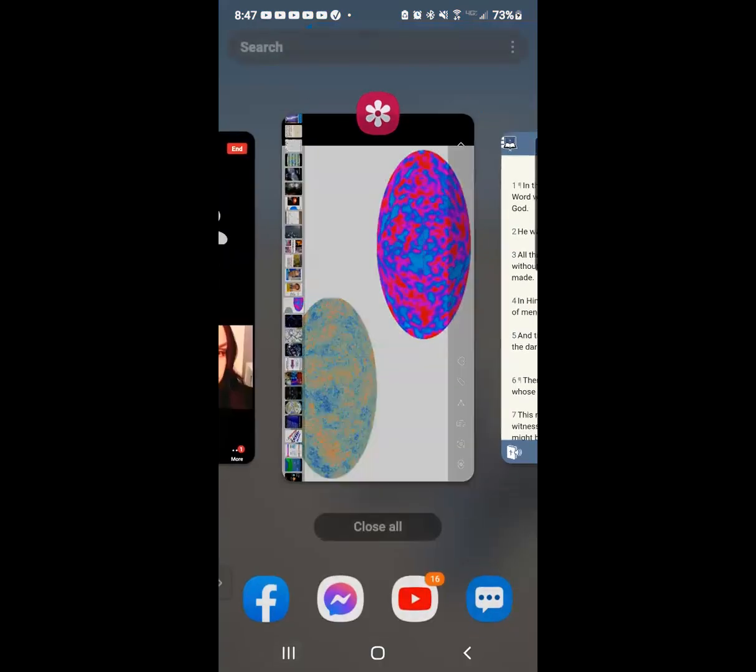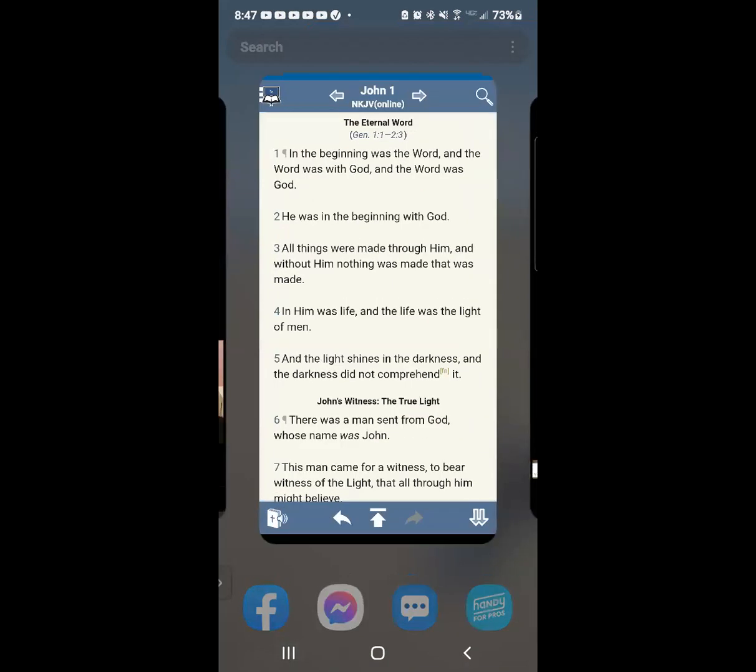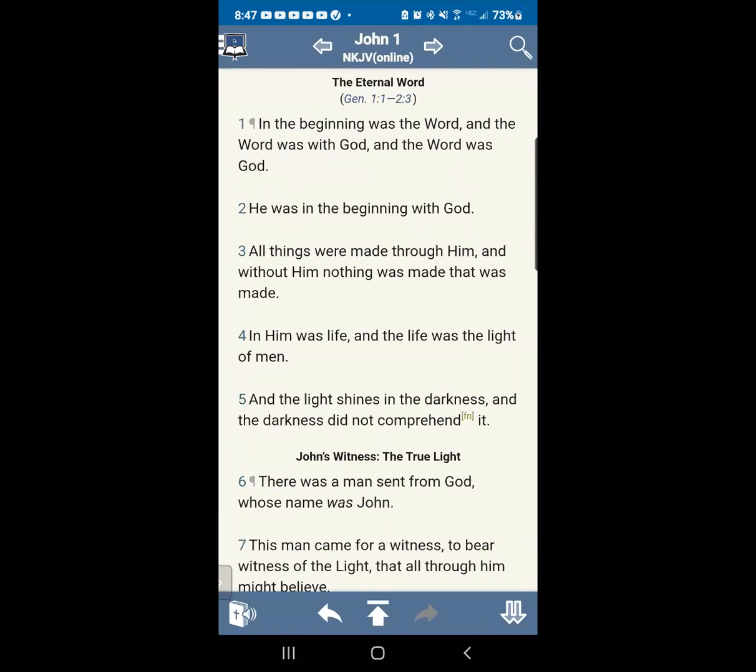So in John 1:1, we see that in the beginning was the Word. It also says here in John 1:1 that all things were made through him, and without him nothing was made that was made. So it says that the Word is the means by which everything was made, and nothing was made that was made without him. So this means that Genesis 1:1 is God speaking the universe into existence.